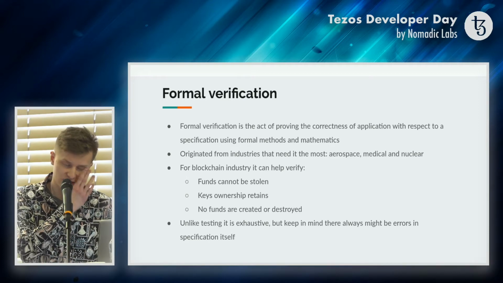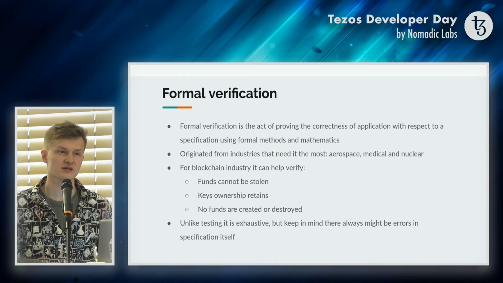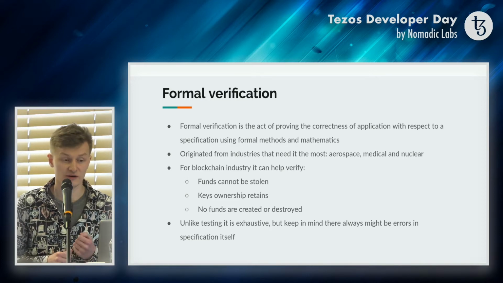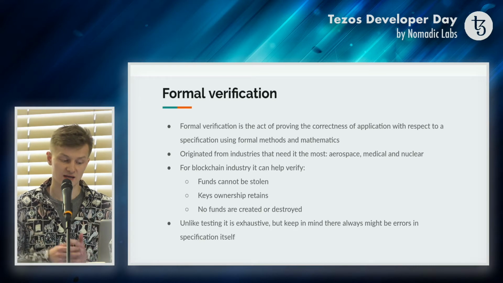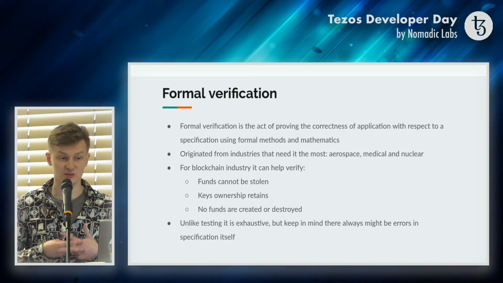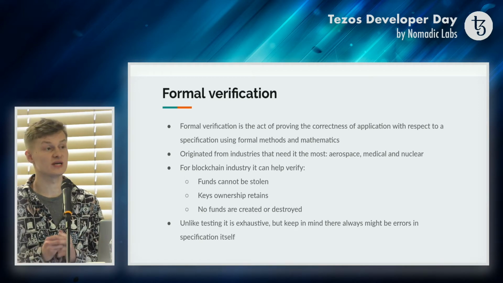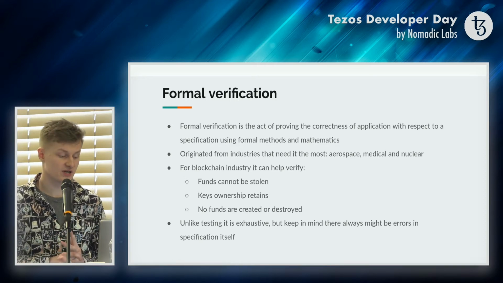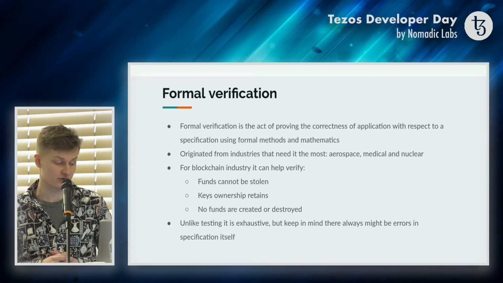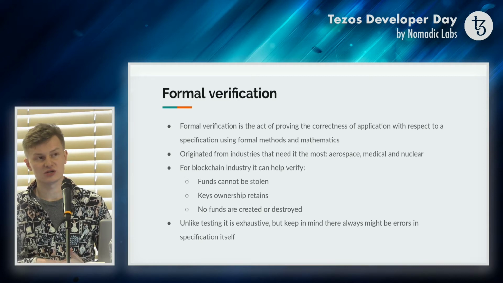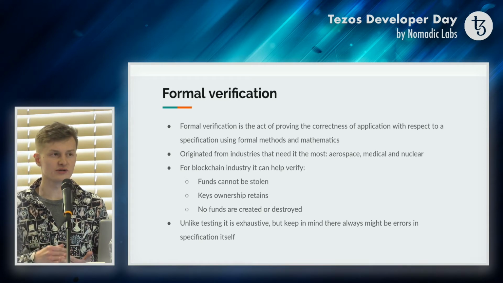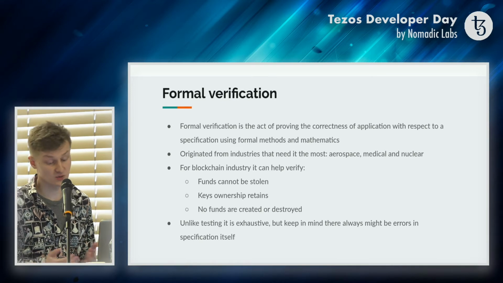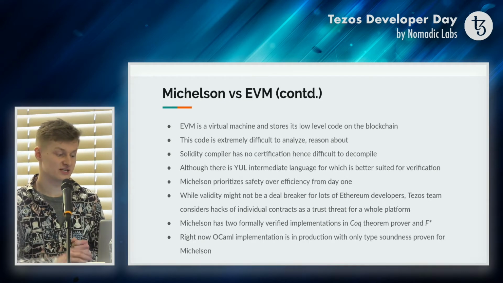Formal verification is the act of proving the correctness of an application with respect to some specification using mathematics. Formal verification originated from industries where it was needed the most: aerospace, medical, and nuclear industries, where people's lives are at stake. But in the blockchain industry it is also super useful because we can verify that funds are not stolen, that keys are not transferred, and that no funds are created out of thin air or destroyed, for example. Unlike usual testing, formal verification is exhaustive. It can prove that the code written is totally according to the specification, but the specification may have some errors as well. So it is not a 100% guarantee.